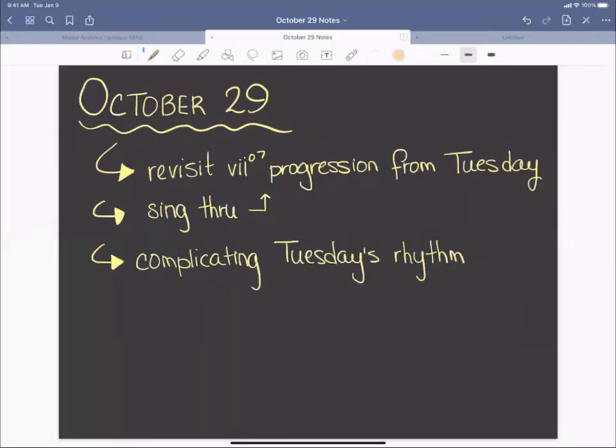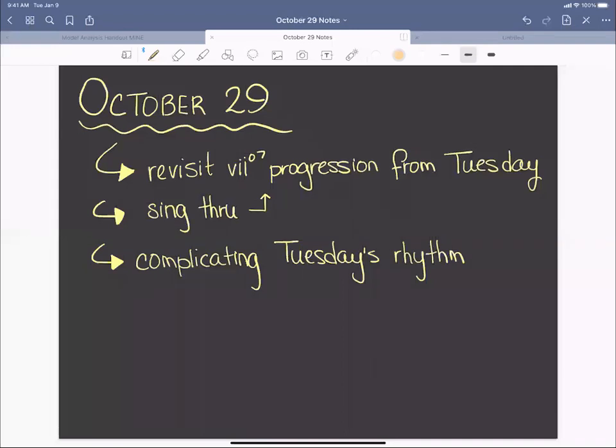All right, good morning. So on tap for today, we're going to revisit that 7-7 reinterpretation from Tuesday. We'll listen to it a few times, and then we're actually going to sing through that reinterpretation and talk about some strategies for figuring out key areas if you do encounter this on your quiz. And then we are going to revisit Tuesday's rhythm and complicate it just a little bit.